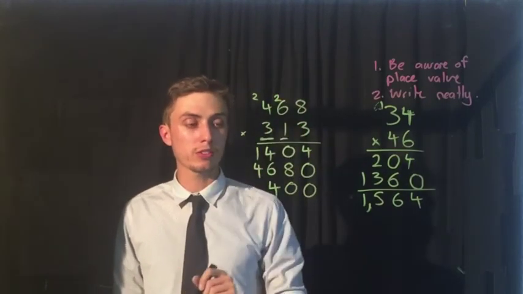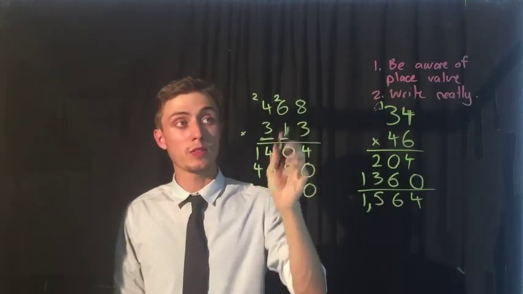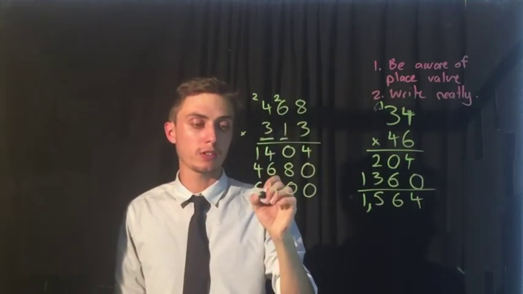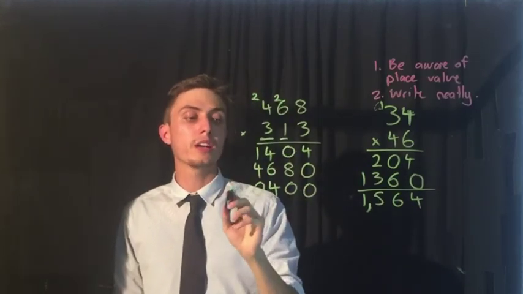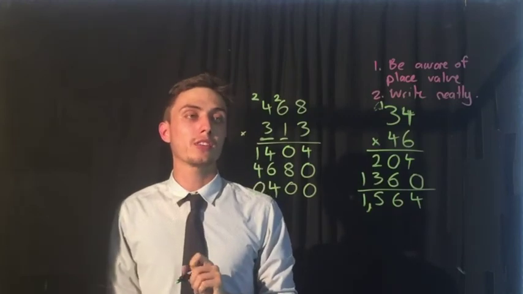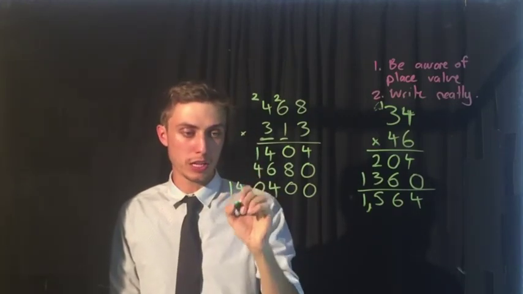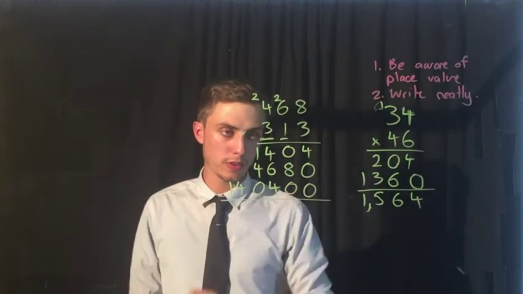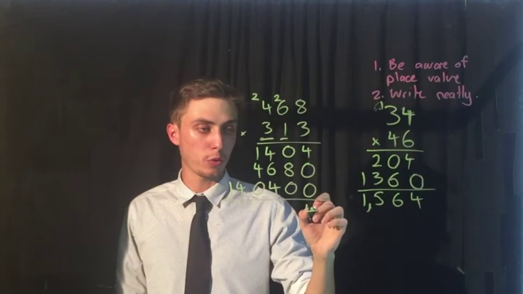3 times 6 gives us 18. Plus 2 gives us 20. And we carry over our 2 again. Now 3 times 4 gives us the answer of 12. Add on our 2, we have 14. Now we're going to add them all together. 4 plus 0 is 4.